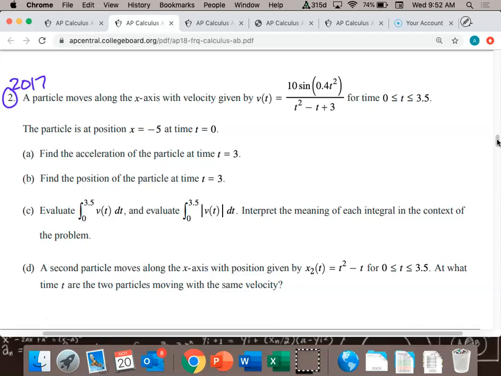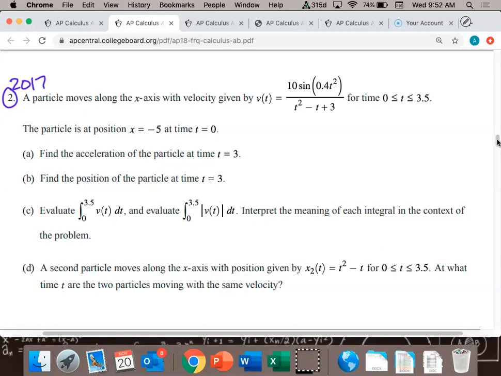All right, so a particle moves along the x-axis with velocity given by this velocity function from time 0 to time 3.5. The particle is at position x equals -5 at time 0. Find the acceleration at time 3.